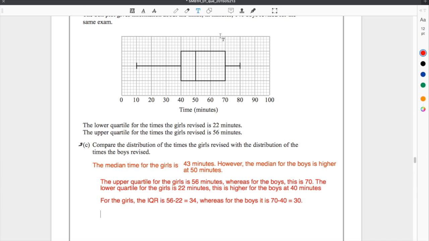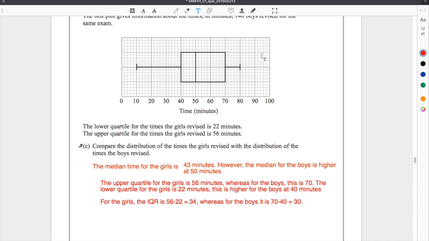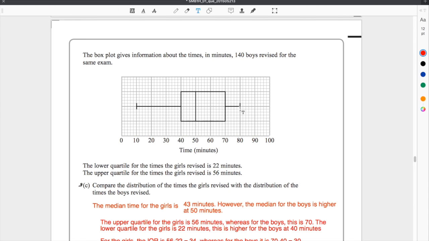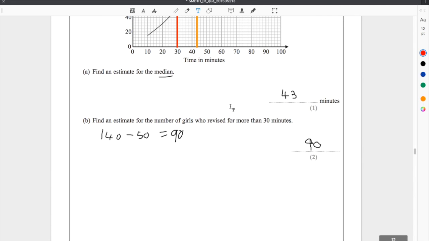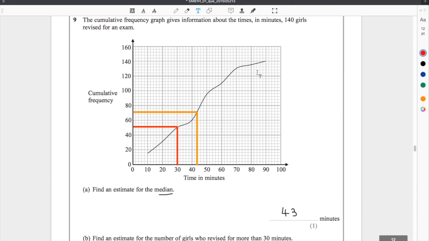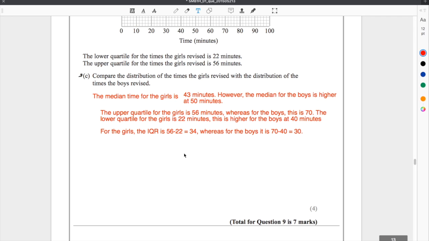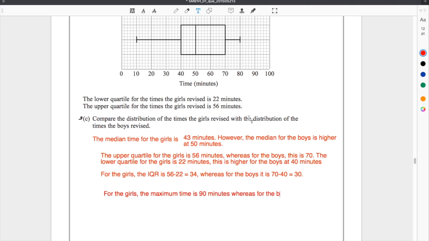And just to make sure that this is complete, I would always compare the maximum and minimum values. So the maximum value for the boys is 80 minutes, and for the girls it's 90 minutes. The maximum value on the graph there is 90 minutes. So for the girls, the maximum time is 90 minutes, whereas for the boys, it's 80 minutes.